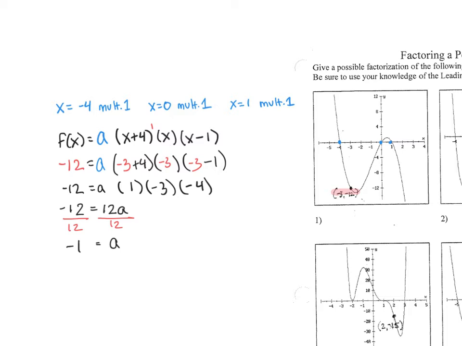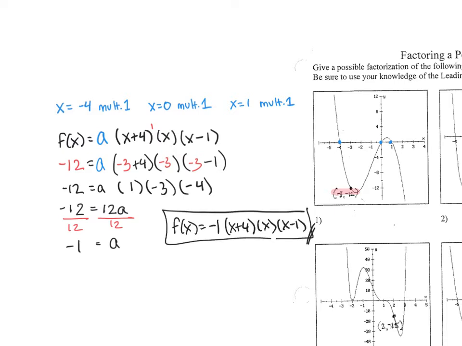And this actually makes sense, because if we look at what directions our ends are going, this is an odd degree polynomial, and we say, hey, left side's up, right side down, the number out in front should be negative. So we're not completely done yet. We've got one last step. We're going to write our final official equation. It's going to be f of x is equal to negative 1 times x plus 4 times x minus 1. That's our official equation or function for problem 1.